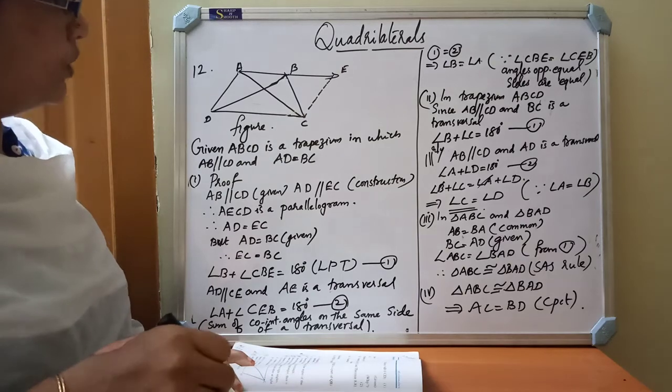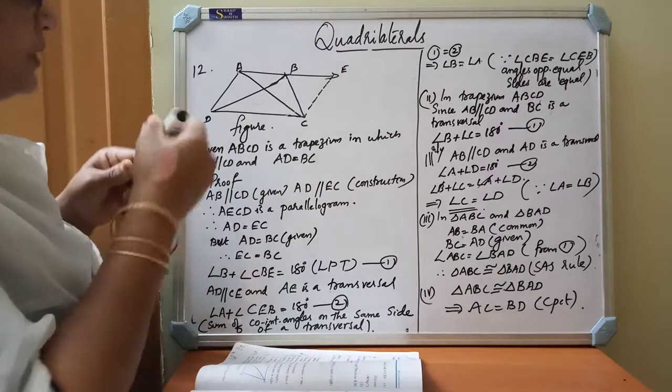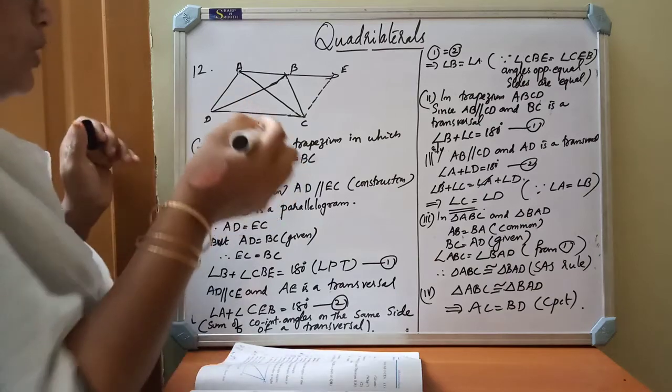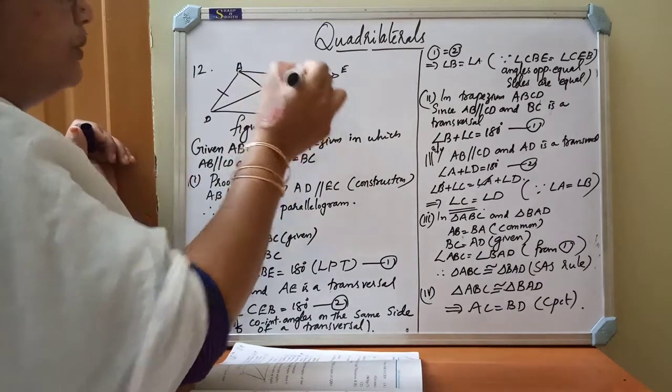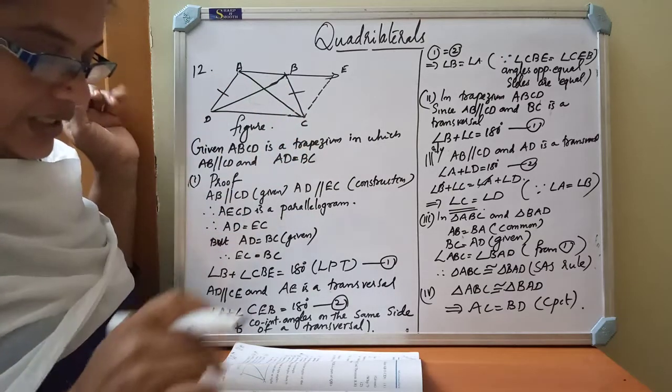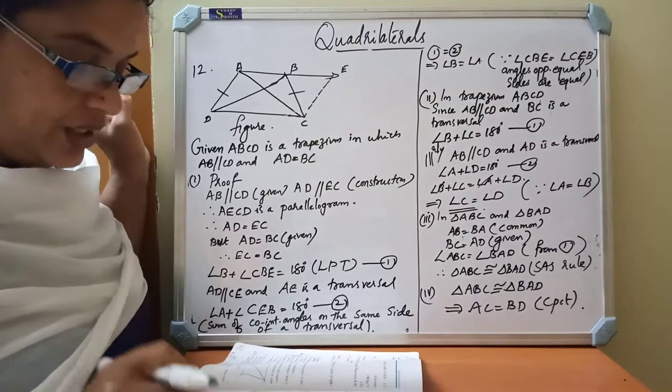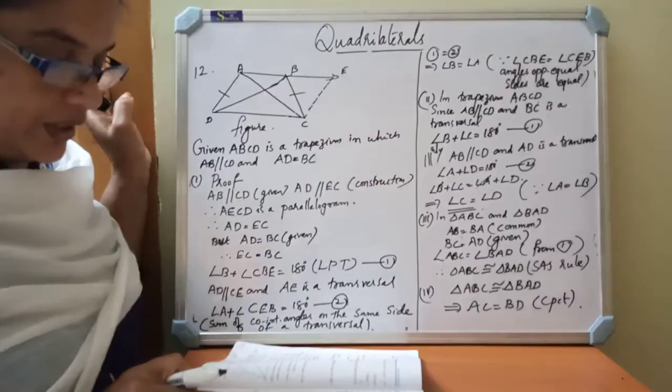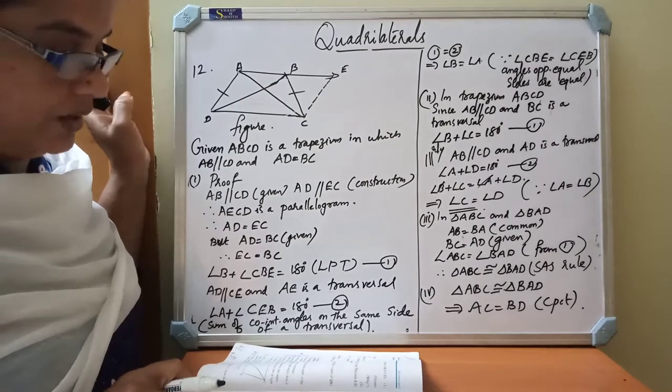And AD equal to BC. They are given that the non-parallel sides are equal. That means AD equal to BC. These two are the non-parallel sides. These two sides are equal. They are given in the question data. And they ask you to prove that first part is angle A equal to angle B.